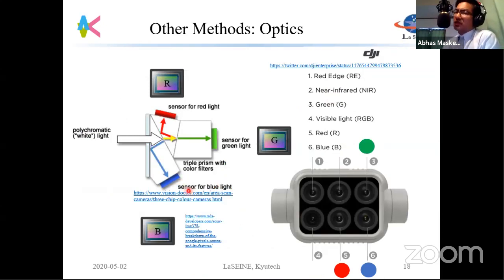There are also other methods, not just using a Bayer filter. You have a light, and then we do beam splitting. This is technologically a little difficult to do, but we get three images that only capture red, green, and blue. Instead of that, we can use three cameras, like how DJI is doing it here. We can see number 3 is for green, number 6 is for blue, and number 5 is for red.